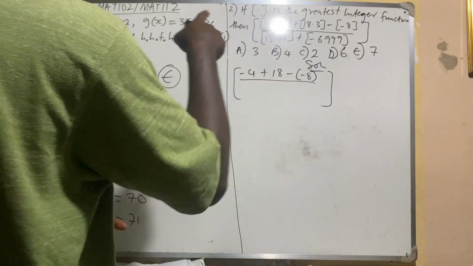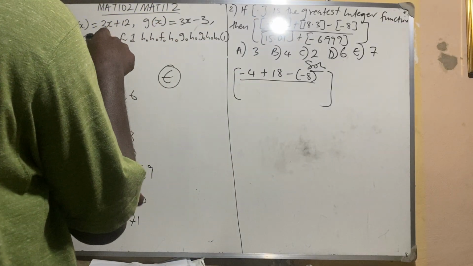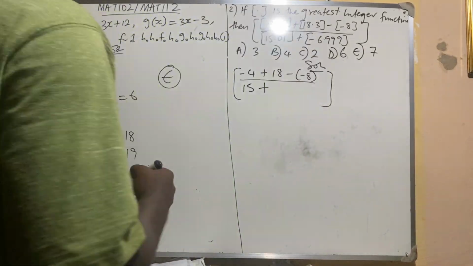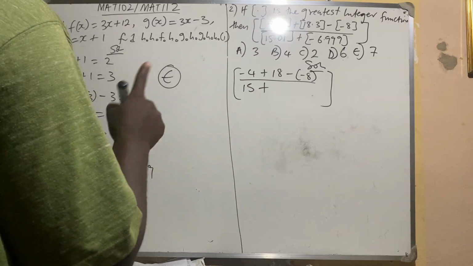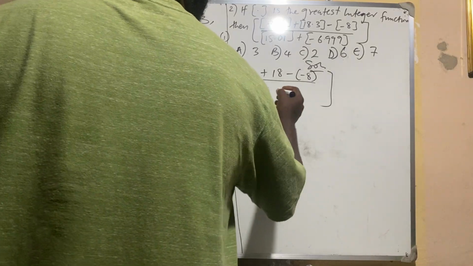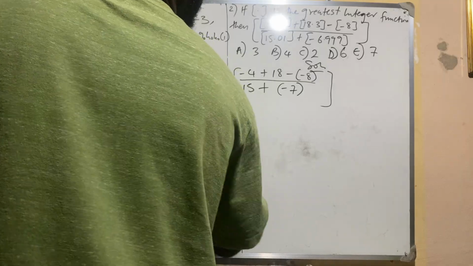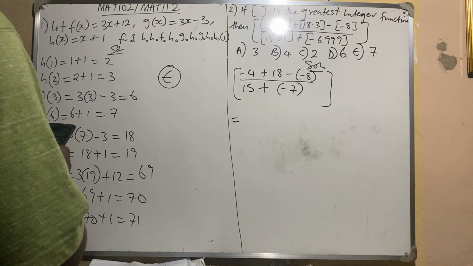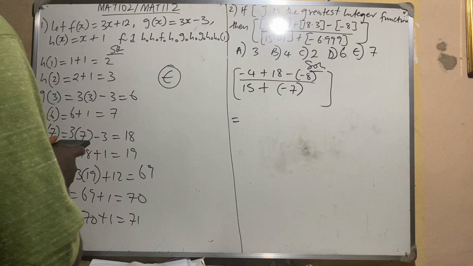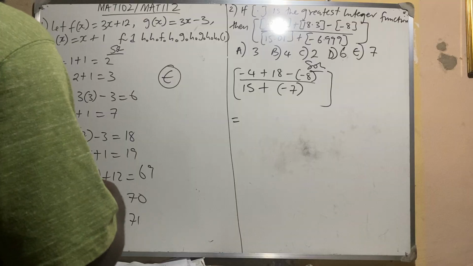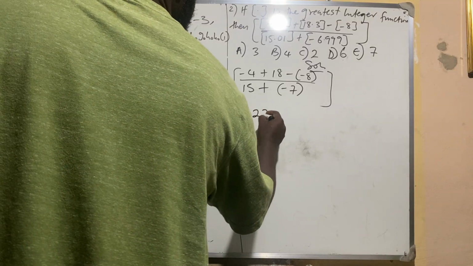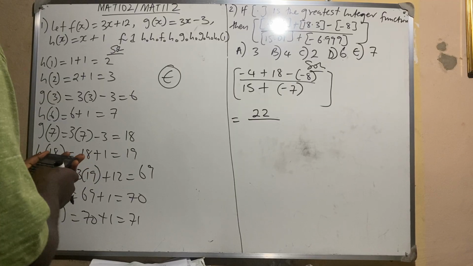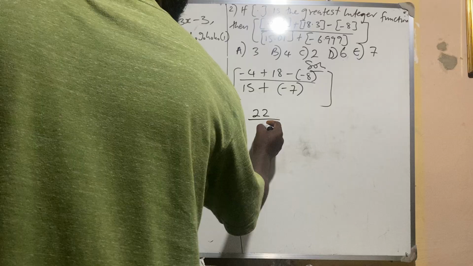This one is 15 point something, so the whole numbers around it are 15 and 16. I'm taking 15 plus. This one is in between minus 7 and minus 6, and minus 7 is smaller, so I'm taking minus 7. On your calculator, minus 4 plus 18 plus 8 gives 22, all over 15 minus 7, because plus minus is minus, so I'm having 8.